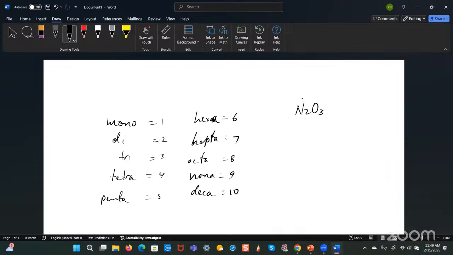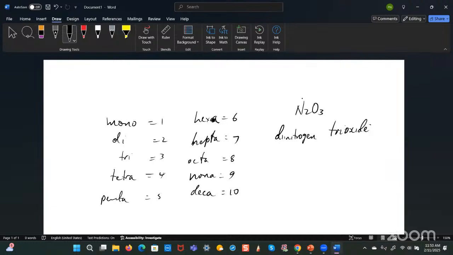Because you have 2 nitrogens here, you have to indicate that there are 2 nitrogen atoms. So the first part will be dinitrogen. And then because you have 3 oxygens, you have to put tri, but as I said before, the ending of the second element must end with IDE, so it would be trioxide. So the name of this compound would be dinitrogen trioxide.